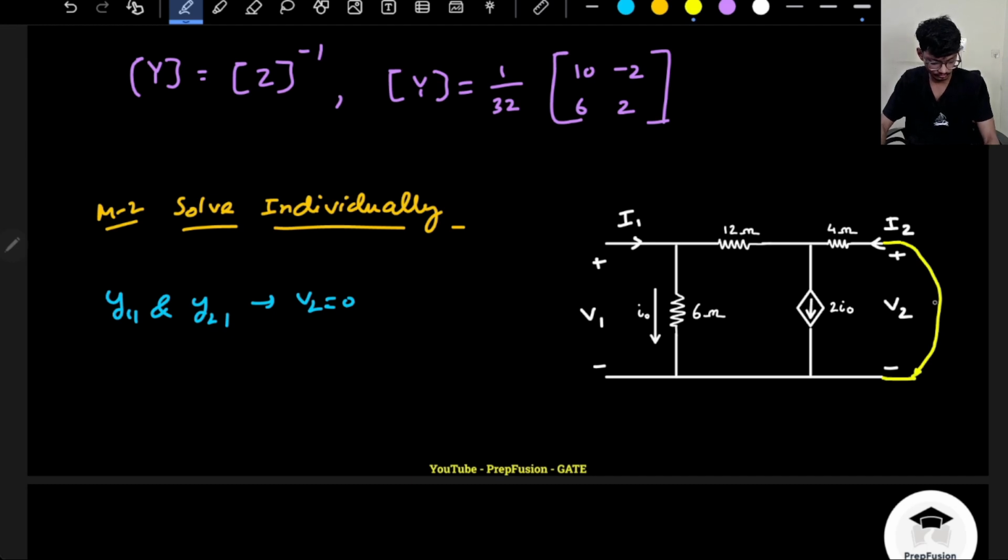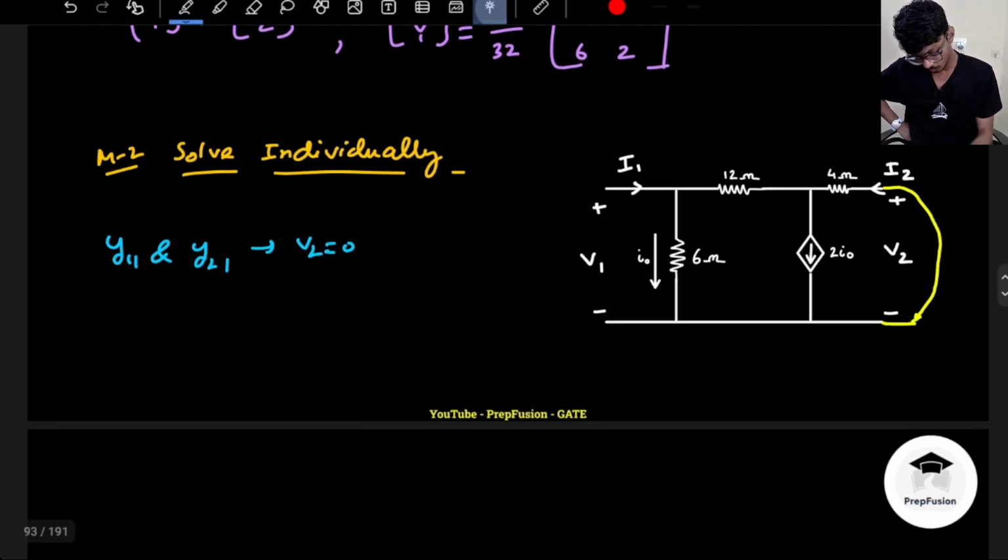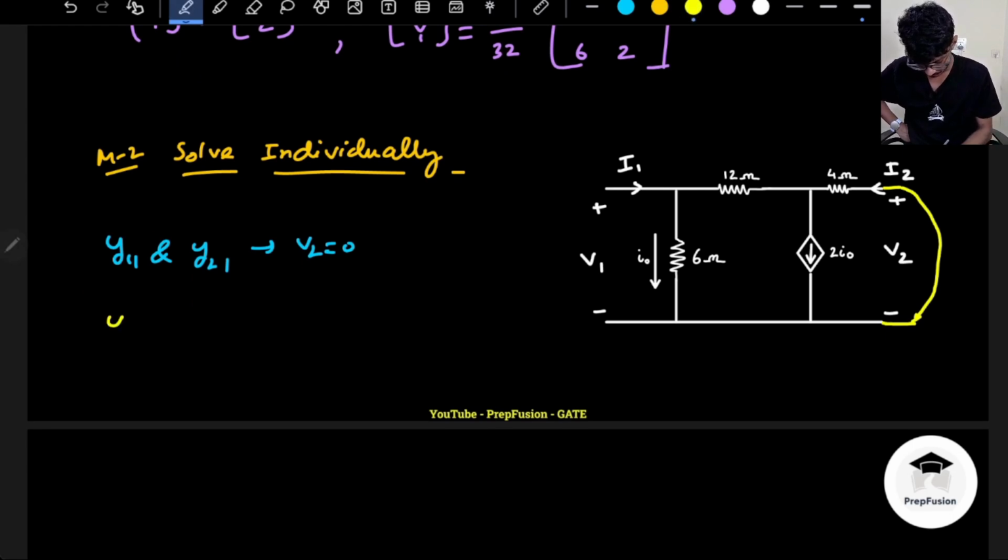Okay, so this is where my V2 is 0. So now what is Y11 and Y22? Y11 is basically equal to I1 divided by V1.